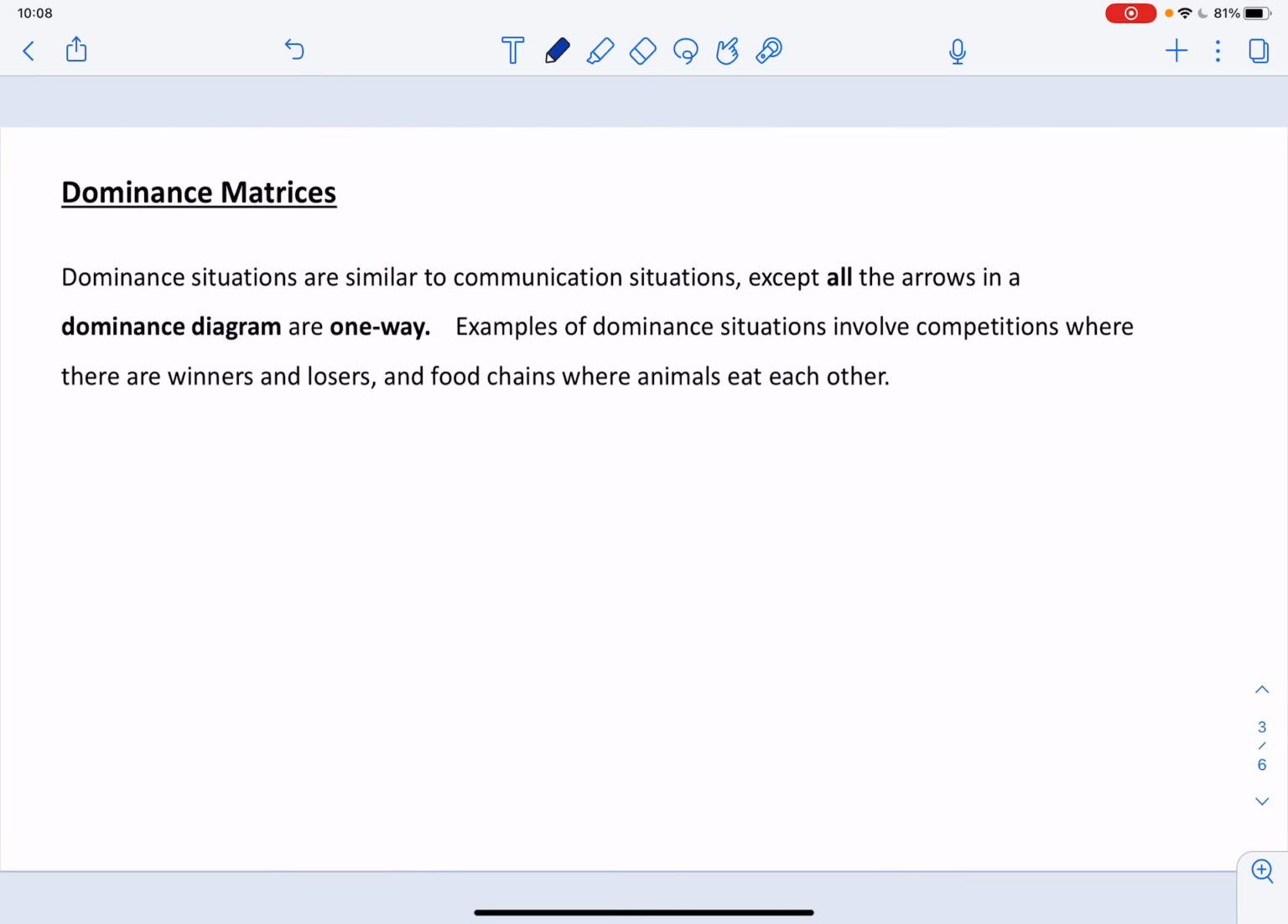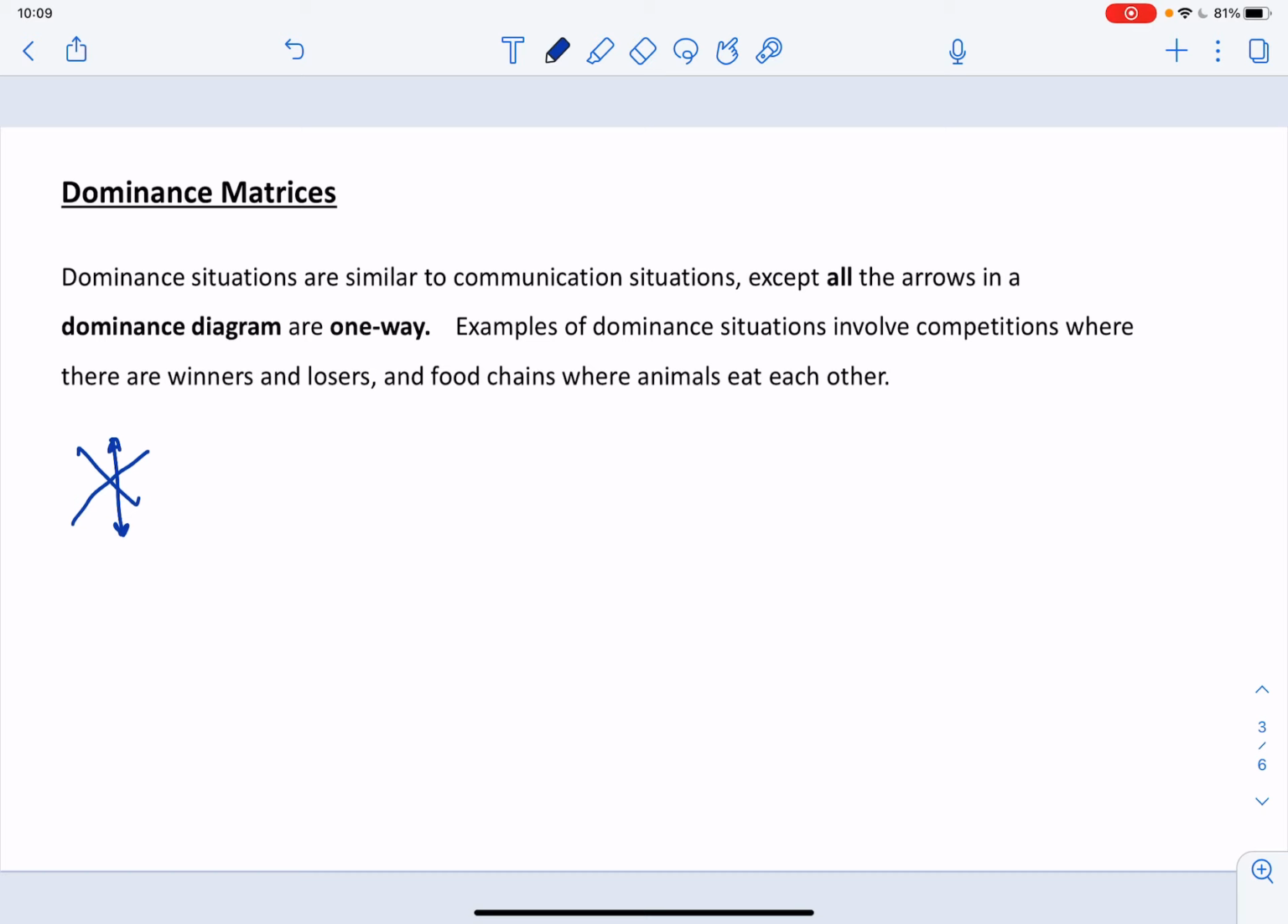So what we're talking about now is dominance matrices. Dominance situations are similar to communication situations, except all the arrows in a dominance diagram are one way. So before we had the little two-way arrow there, in a dominance diagram, we don't have those. We just get from A to B or A to C and we don't go back again. So examples of dominance situations involve competitions where there are winners and losers and food chains where animals eat each other.